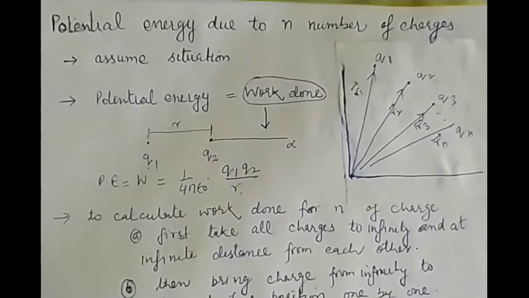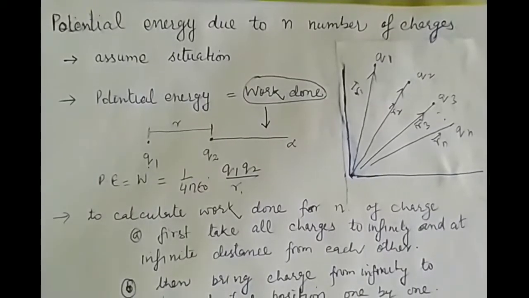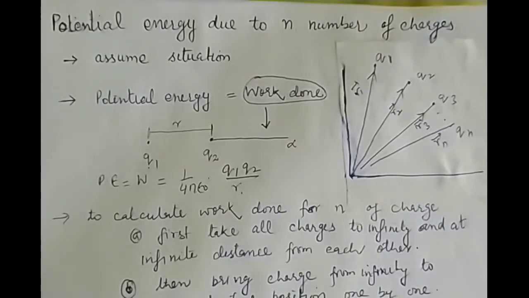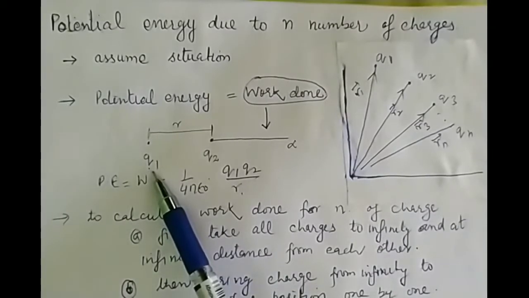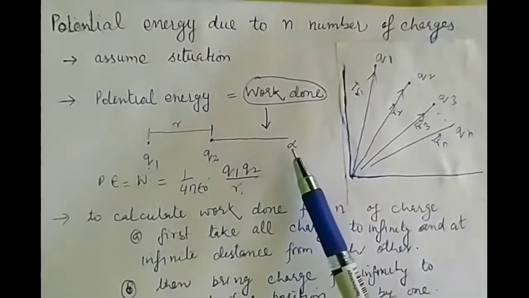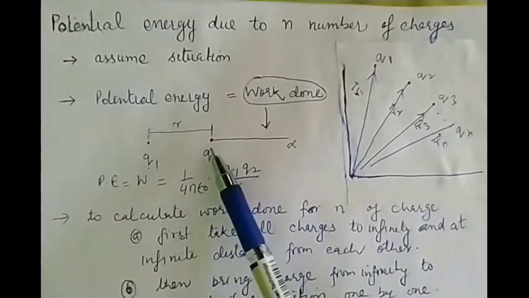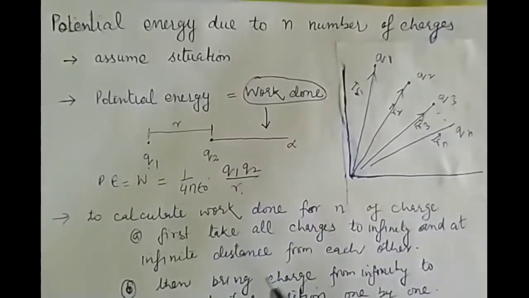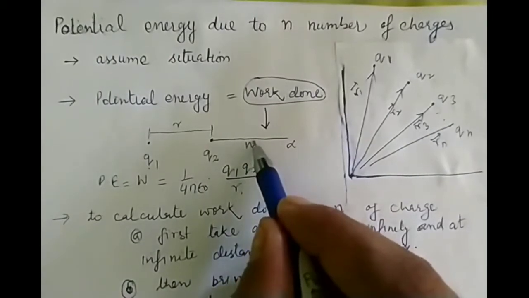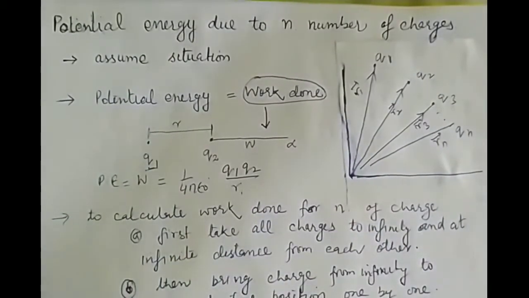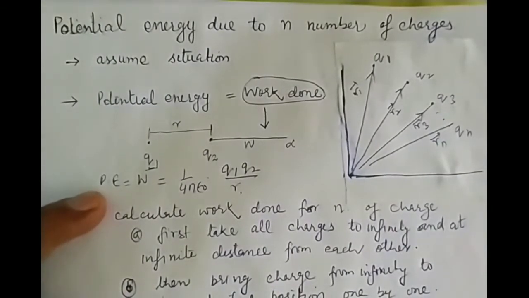To calculate the potential energy, first of all, let us discuss the definition of potential energy. Potential energy is the amount of work done to bring a charged particle from infinity to the respective position. Take the case from here. Suppose Q1 charged particle is here and you are bringing this Q2 charged particle from infinity to this position. So to do that, I have to do some work against the repulsive force of Q1. So this work is equal to the potential energy.